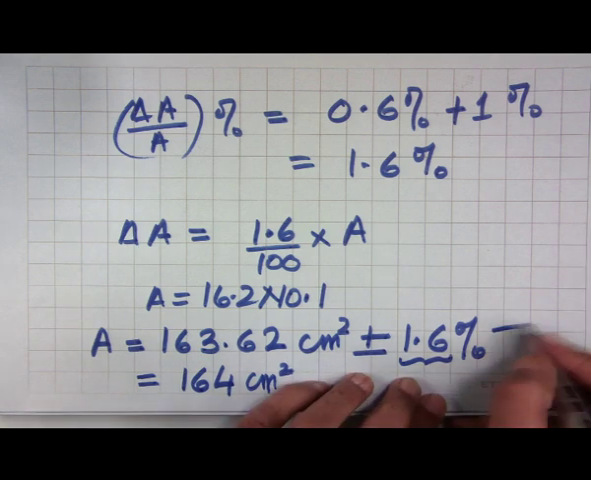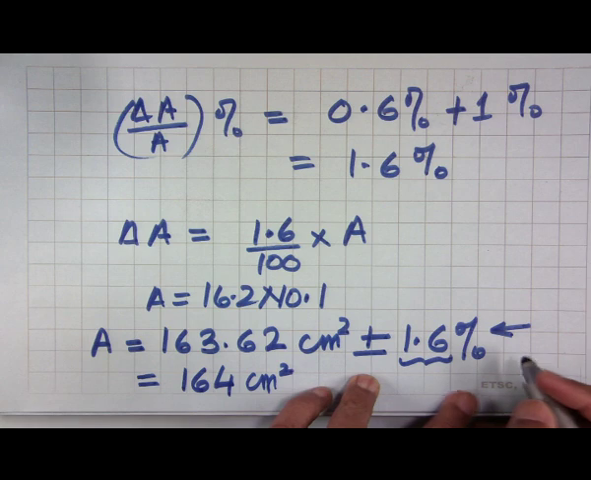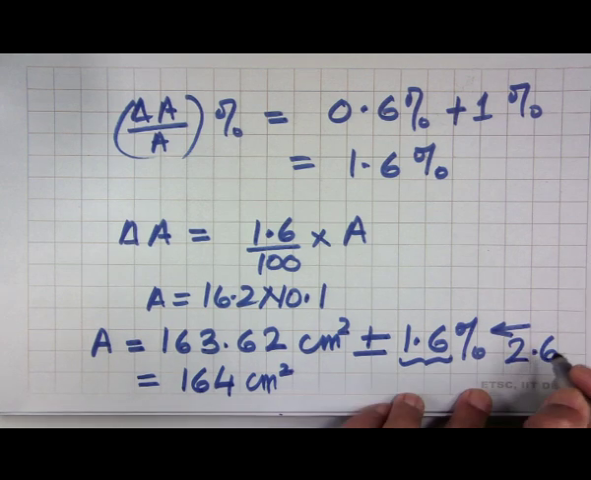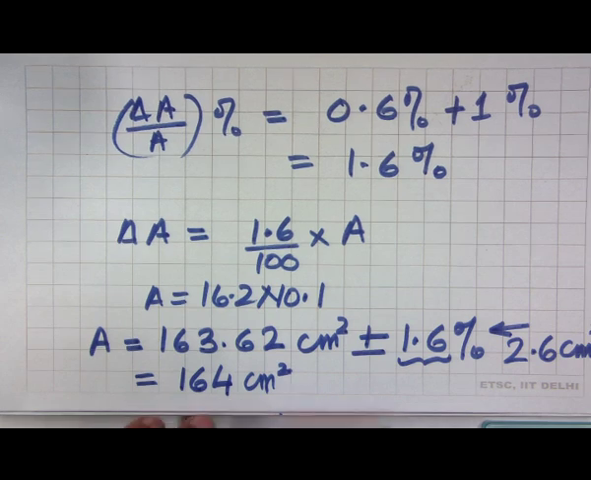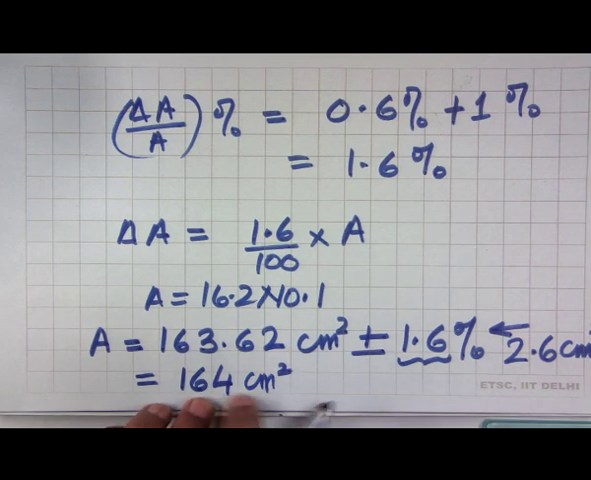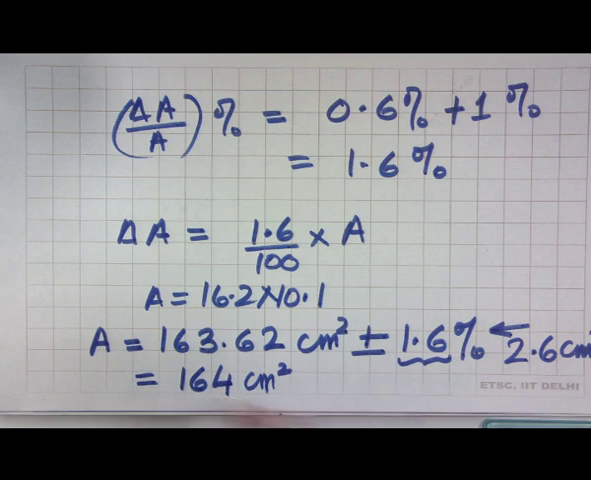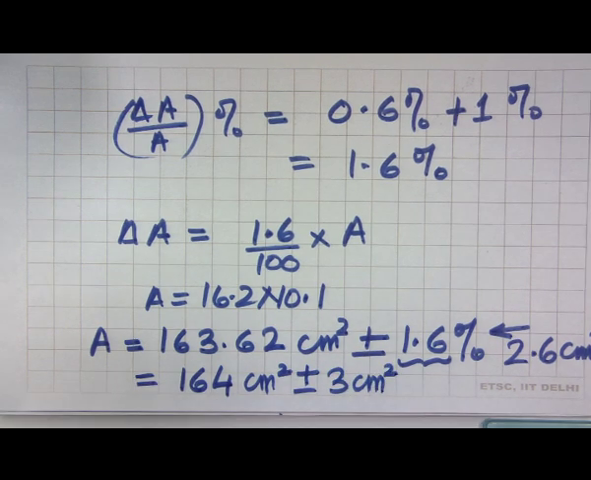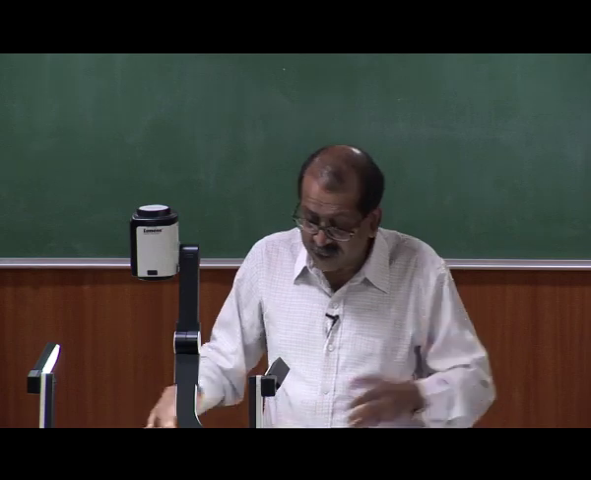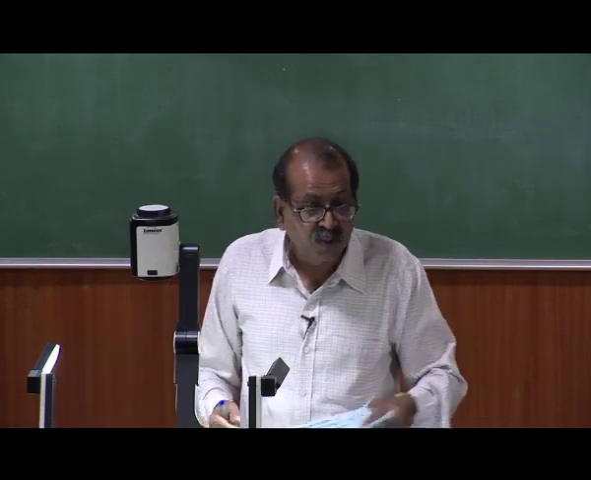Now, 1.6% of 163.62 becomes equal to 2.6 centimeter square. But I am adding this 2.6 up to 164, so I have to keep it as the same number of decimal places as 164. So, this 2.6 will be rounded up to 3 centimeter square, and the final expression for the area will be 164 centimeter square plus minus 3 centimeter square. So, this is how one expresses a quantity which is obtained by a product.